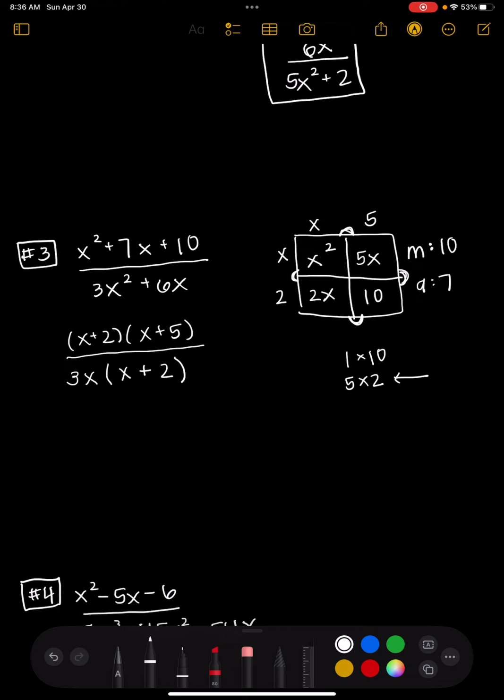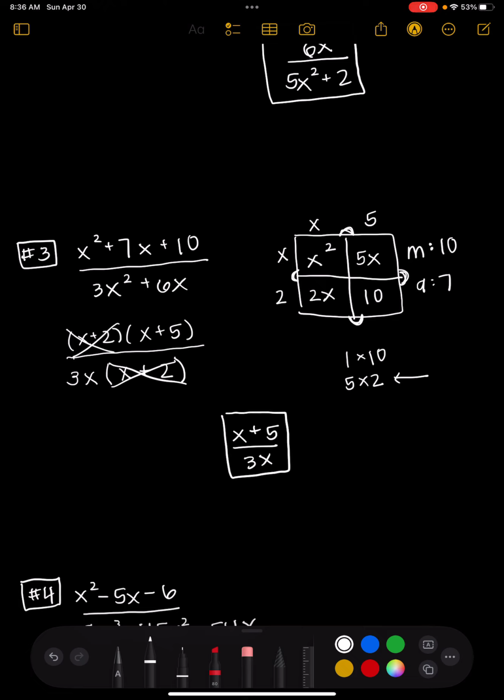So now that I have it in factored form, I can actually cancel out what the top and the bottom have in common. And if you notice, they both have an x plus 2 in common, which means I can cross those things out. And what I'm left over with is my answer. So it's x plus 5 over 3x.